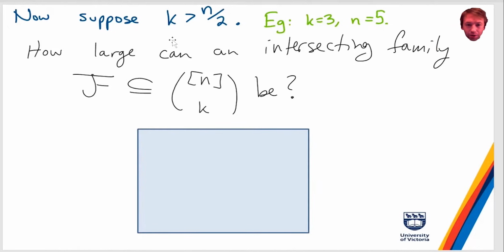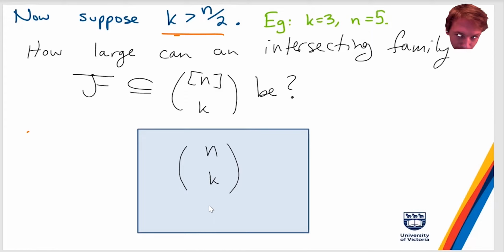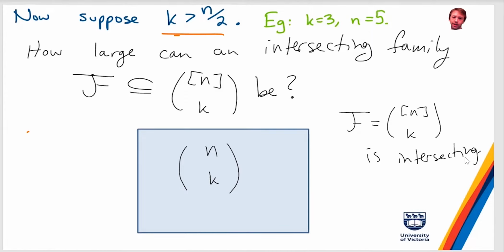If k is bigger than n over 2, for example, n is 5 and k is 3, suppose I have 5 points and I take sets of size 3, well, they can never be disjoint. They always have to have something in common because they're too big. So, as I was suggesting, the answer to this is n choose k, because you can just take everything. Is that clear? So this is a case which is not particularly interesting.